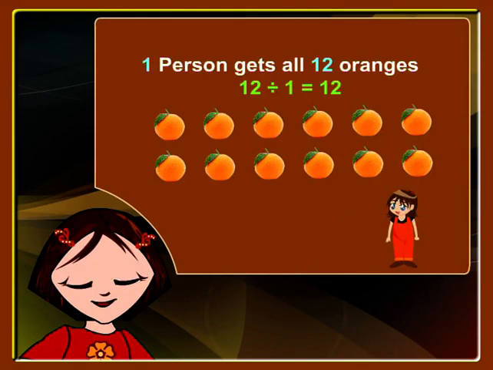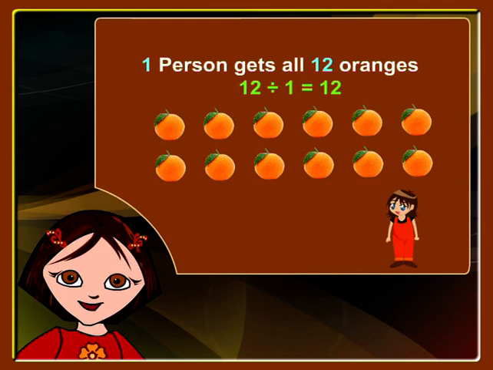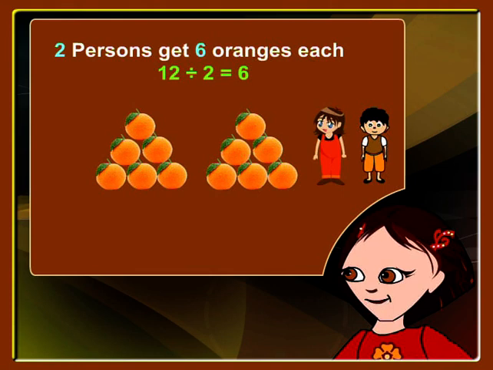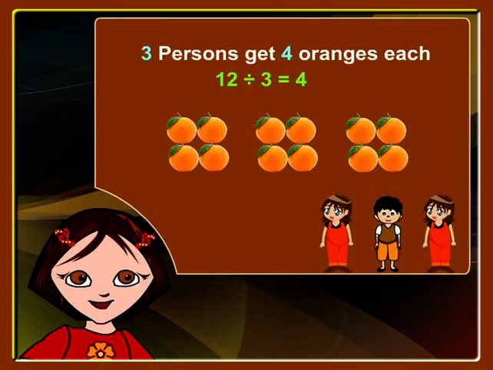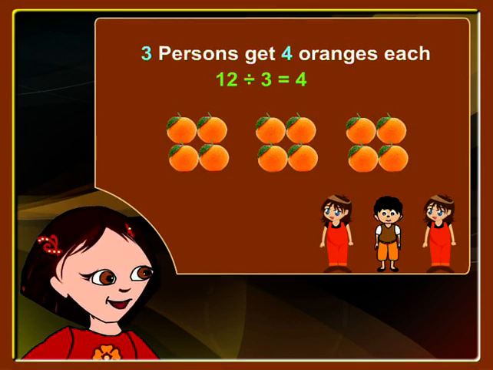If my uncle gave me all the oranges, then I would get all 12 of them. That is, 12 divided by 1 is equal to 12. If my uncle divided the oranges equally between my brother and me, then we would get 6 each. That is, 12 divided by 2 is equal to 6. If my uncle divided the oranges equally between 3 of us, then we would get 4 each.